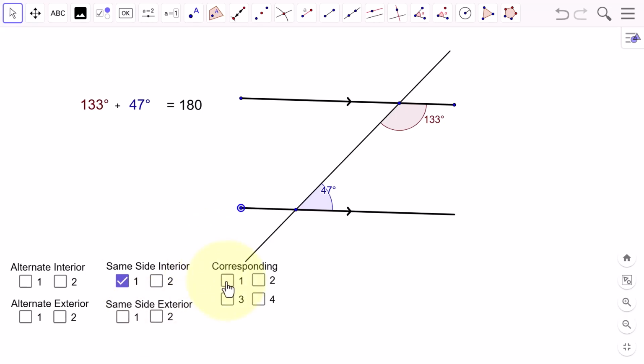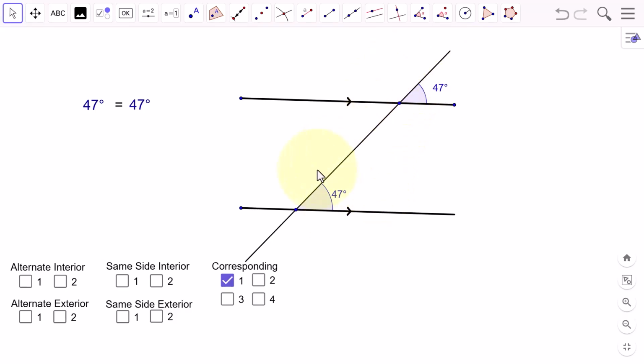Now, for corresponding angles, if you click on this point, you will see corresponding angles here. So these angles are corresponding. You can see this is 47 on this side, this other side is 47. You can see other corresponding angles by clicking on any of these checkboxes here. Now you already know that these two angles face the same direction. That is why they are corresponding angles.